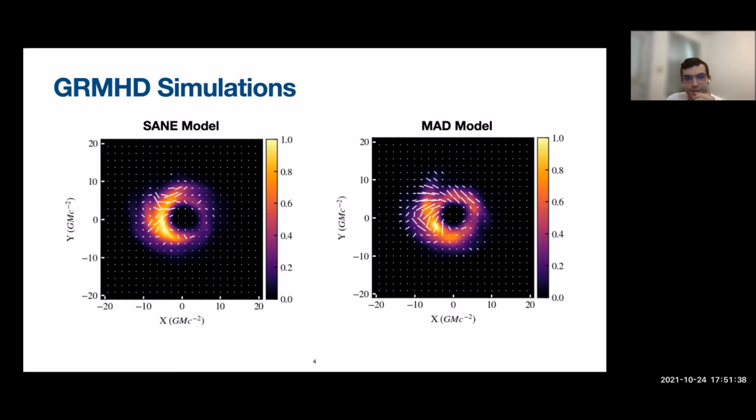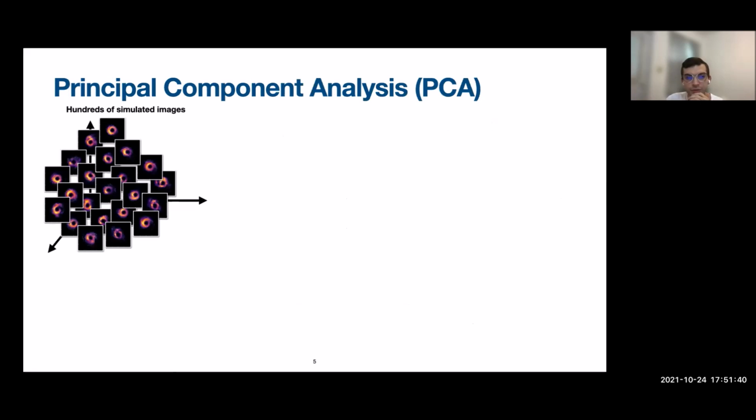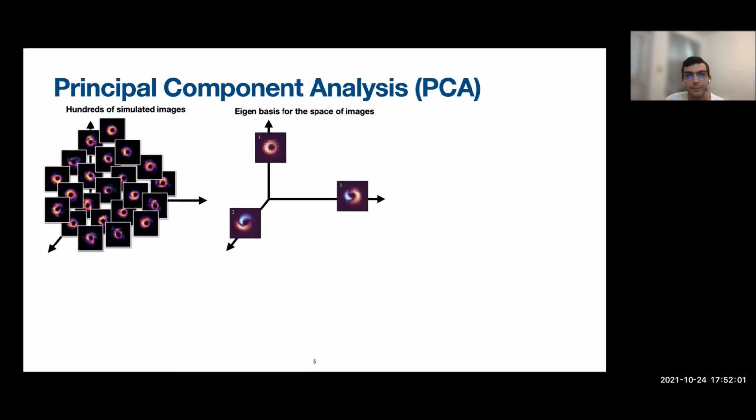The way we try to do this is by using something called principal component analysis, or PCA for short. The way this works is that you imagine our entire set of images lives in a hyperdimensional space, like this one here, where each image represents a vector. What PCA does with that space is create an eigenbasis that spans the image space. Essentially it creates a space where each dimension explains a certain property of the entire images.